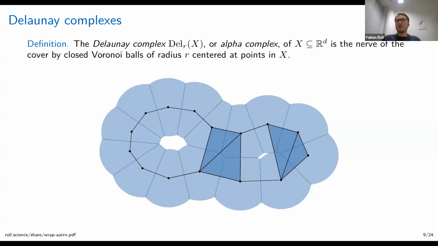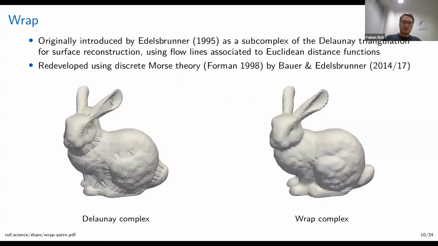And here's an illustration, so you see how this looks. Now, in this talk, we are also very interested in a certain subcomplex of the Delaunay complex, namely RAP, which was originally introduced by Edelsbrunner almost 30 years ago as a subcomplex of the Delaunay triangulation for surface reconstruction purposes. And in this work, he used flow lines associated to Euclidean distance functions to define it.